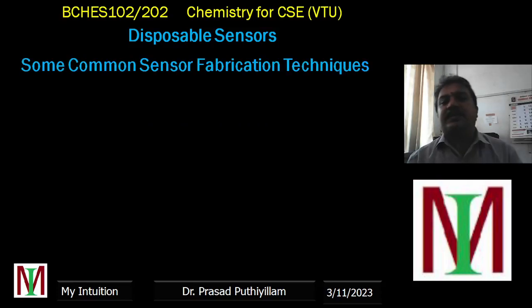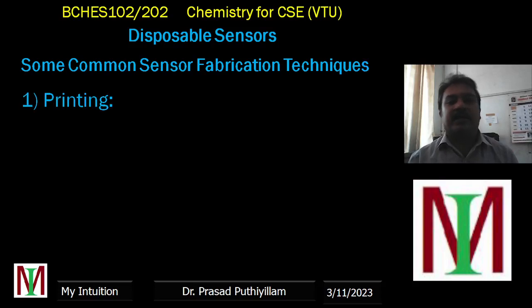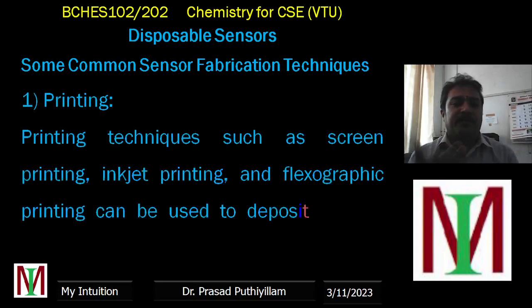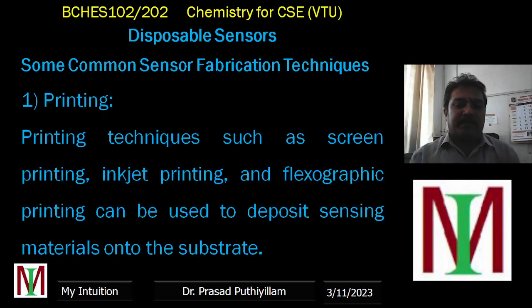So some common sensor fabrication techniques are given here, like printing. Printing, we know already, normal printing, A4 sheet printing, or normal printing press printing, the same concept only is used. But in place of the normal black or color ink, we use the sensing material as the ink here. So printing techniques such as screen printing, inkjet printing, and flexographic printing can be used to deposit sensing material onto a substrate.